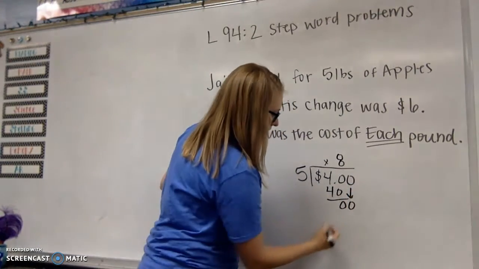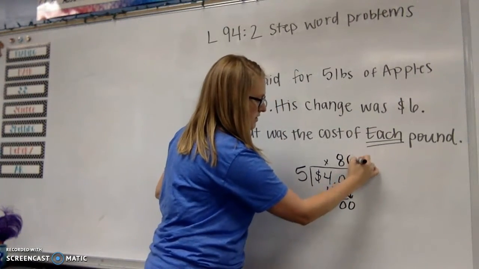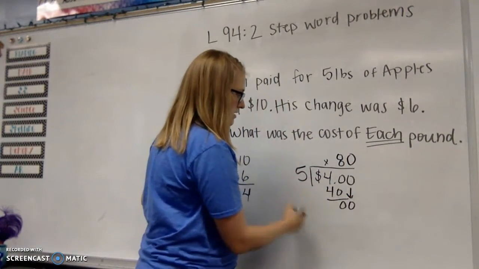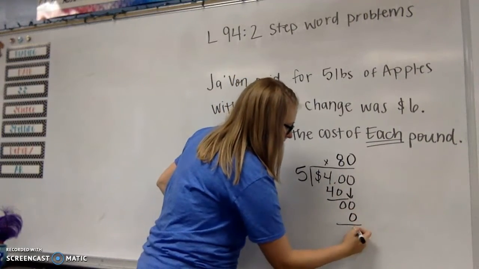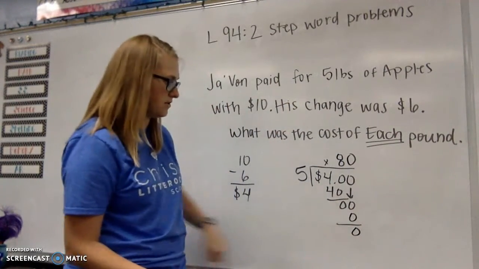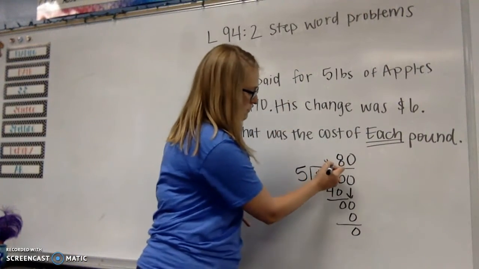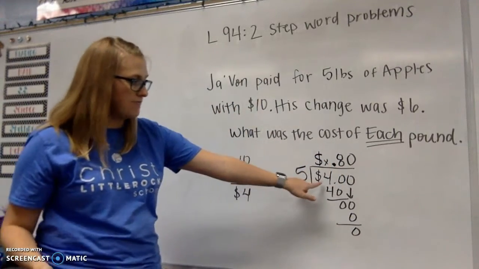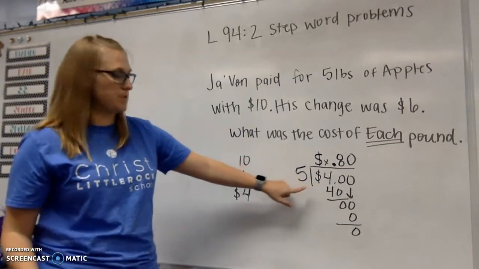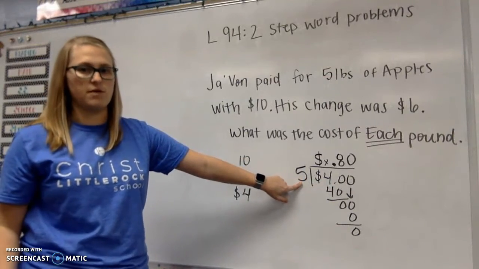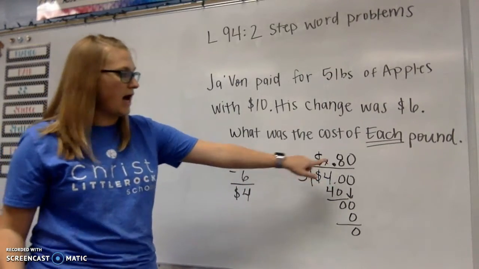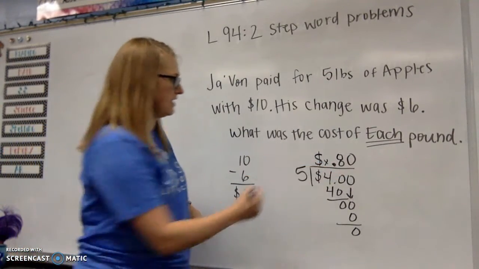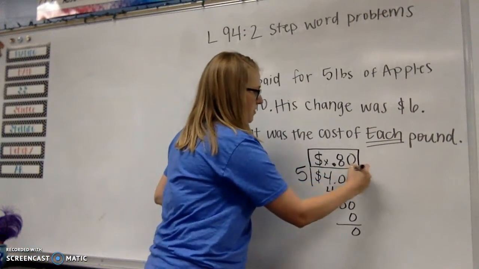Bring down my 0. 5 cannot go in, so I have to put my 0 up here, which is also 0. And there's nothing left to bring down, so now I'm going to take my decimal and move it up, and my dollar sign and move it up. So after I took my $4 and I split it into 5 parts for my 5 different pounds, I knew that 80 cents was for each pound.